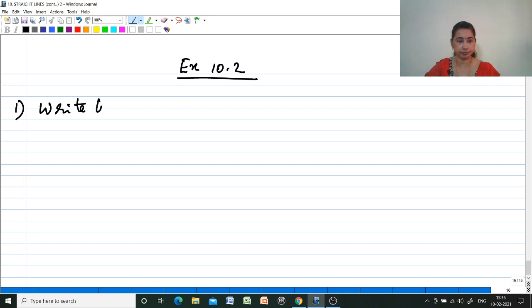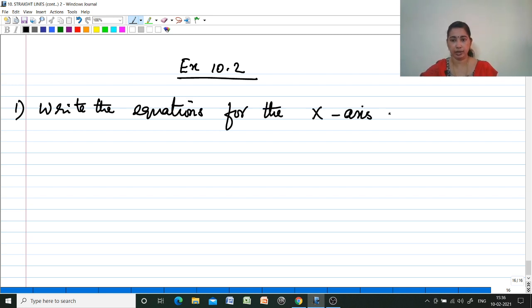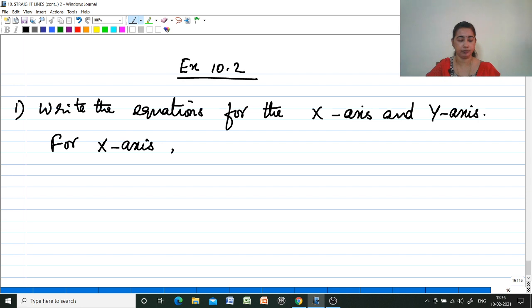Write the equations for the x axis and y axis. So what is the equation for x axis? For x axis, y is equal to 0, because on the x axis we can see that for the full x axis, y will always be 0. So that is the equation.